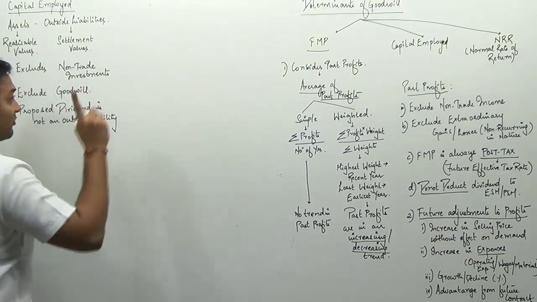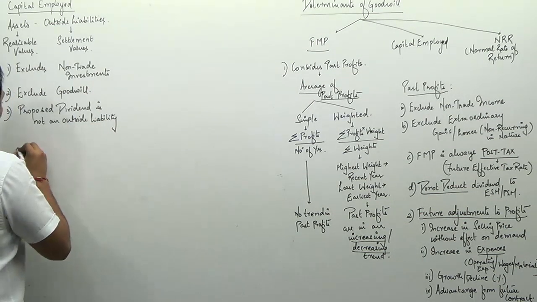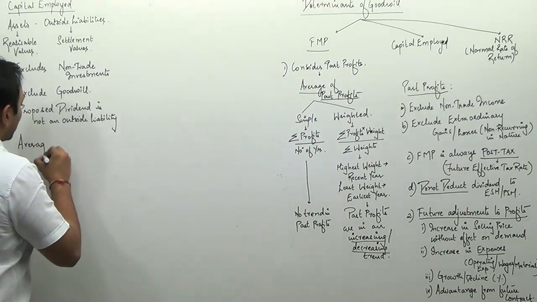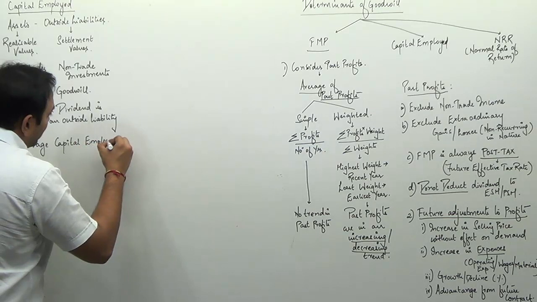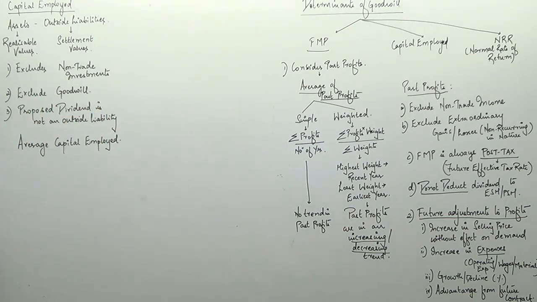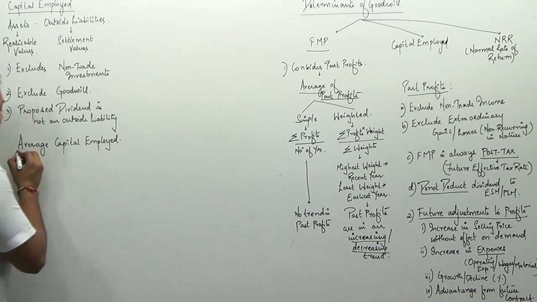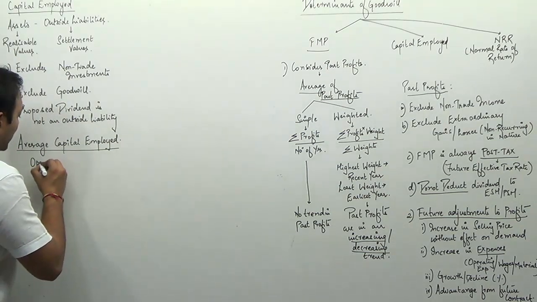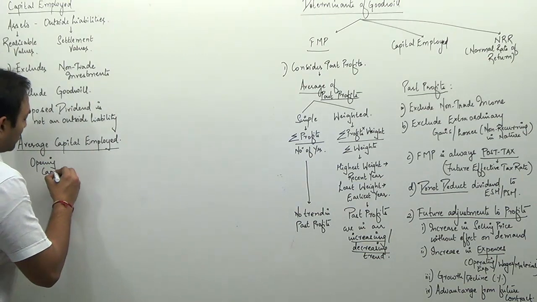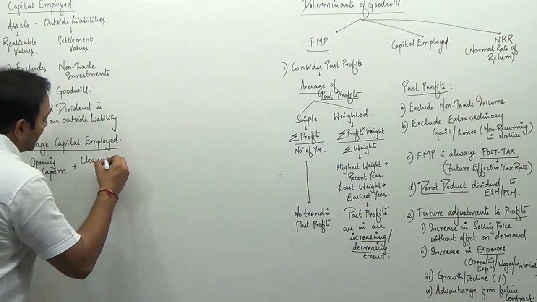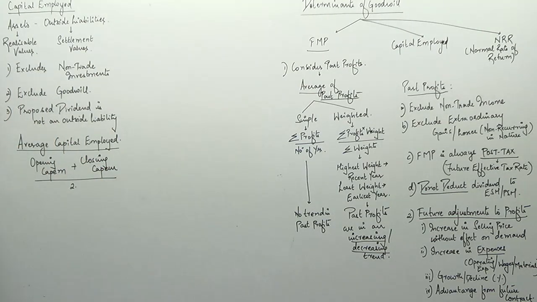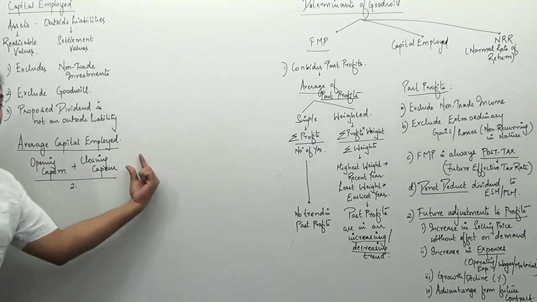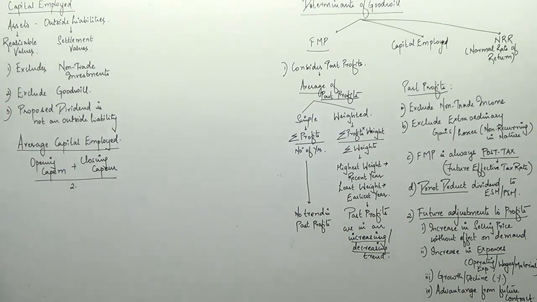When we are talking about capital employed, for the purpose of valuation of goodwill, what we use is not capital employed, what we use is average capital employed. Guys, when I'm talking about the word average capital employed, it simply means opening capital employed plus closing capital employed, divided by 2. Simple logic. So we need to calculate what is your capital employed based on these rules we have framed. We need to understand it at the beginning of the year and at the end of the year. Divide it by 2, you will get average capital employed.